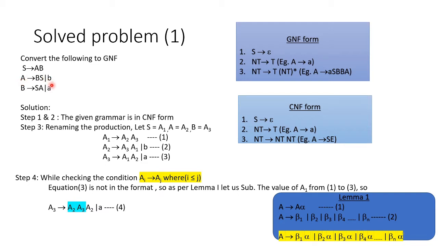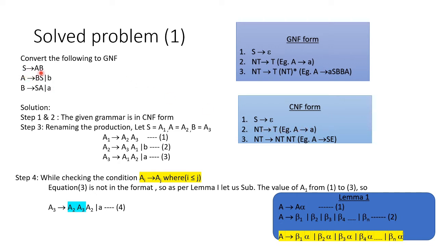A is generating, B is generating a terminal, and from the start symbol I am able to reach A and B, so there is no useless symbol. Step 1 is finished. Our step 2 is that we need to convert this grammar into CNF form. CNF form is something like this.